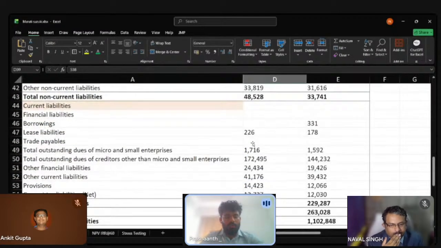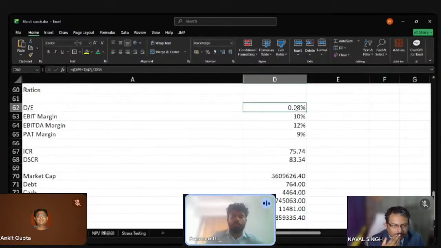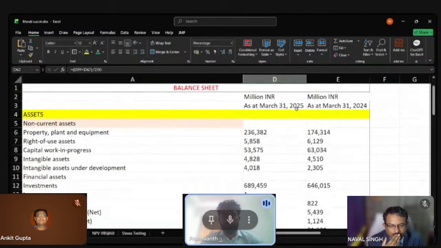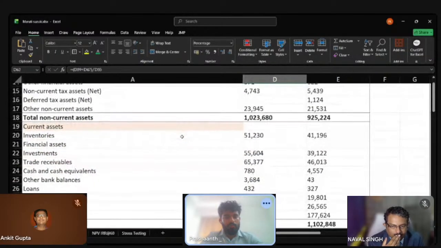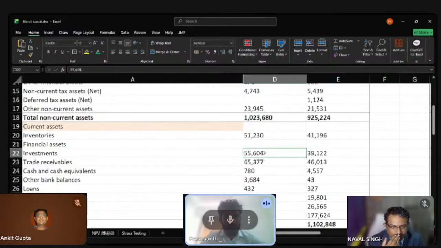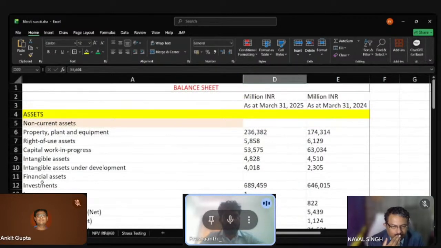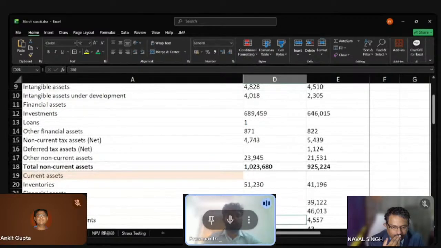Consequently, the debt to equity is less than 0.1%. It's 0.08%. And they also have huge cash and investments. As we can see here, their investments stand at 55,000 million INR, and the same goes for their cash also. Cash is 780 million INR.